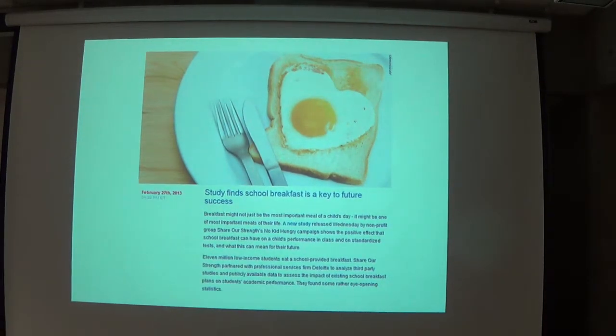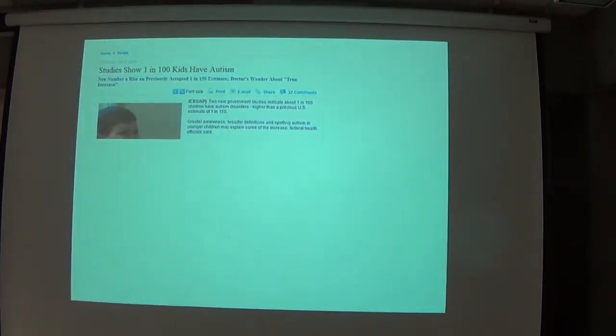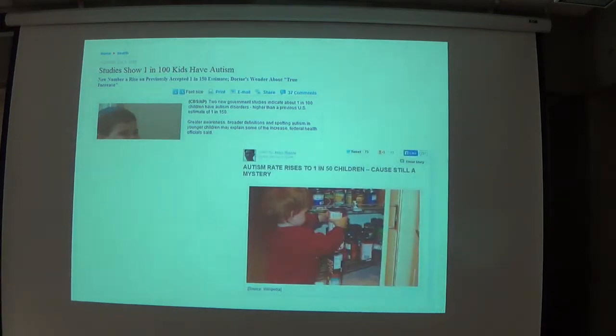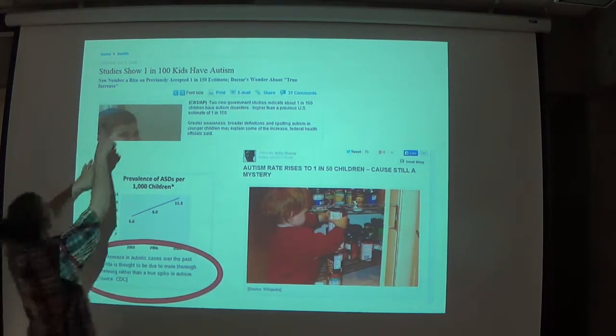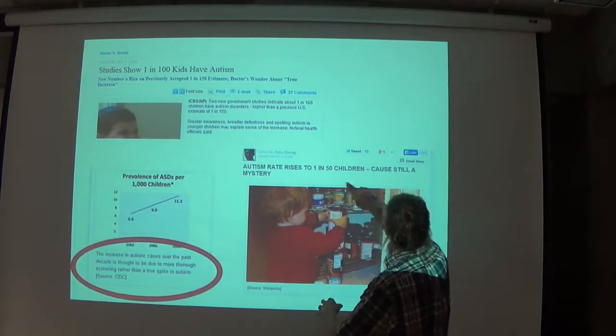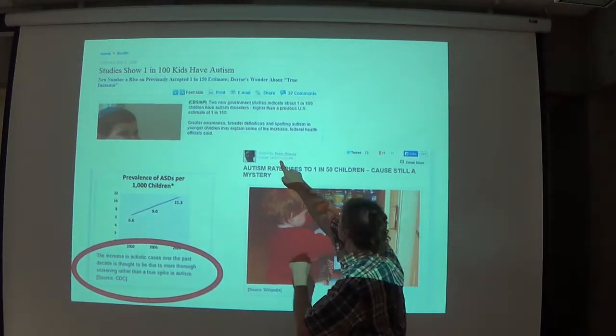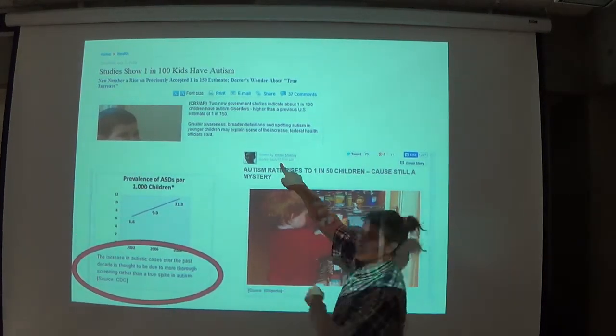I got all these in your homework in other places. 1 in 100 kids have autism. Up from 1 in 150. That's 1 in 88. Well, this is a couple years old. And I got some more. Look, autism rates rise to 1 in 50 children. Right? Pretty soon 1 in 2. Now, this one's fairly old. This is from 2009. This one is from 13. What was that? April 2013.